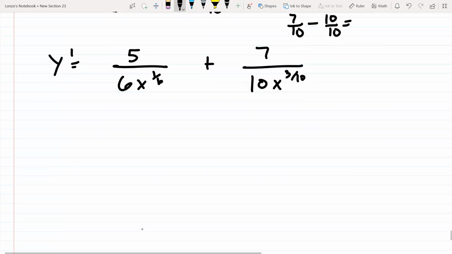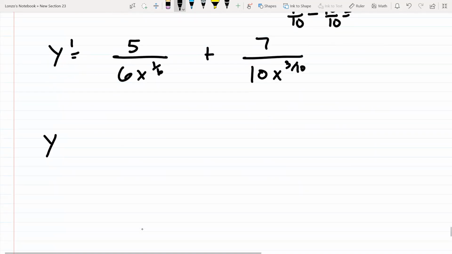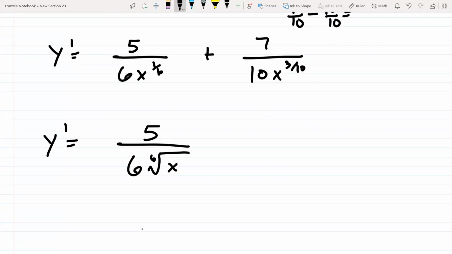And then if you want to put your final answer in radical form, that's fine. So your final answer could be expressed as this: 5/6 times the 6th root of x, plus 7/10 times the 10th root of x to the 3rd.